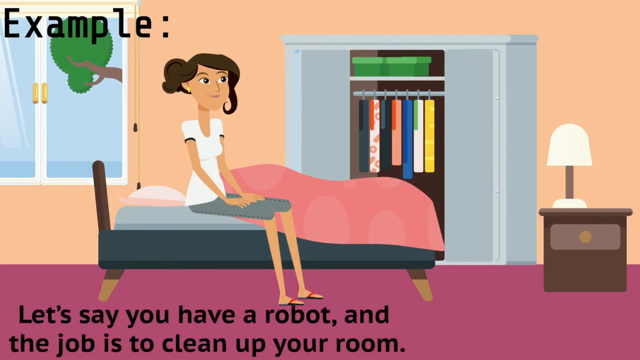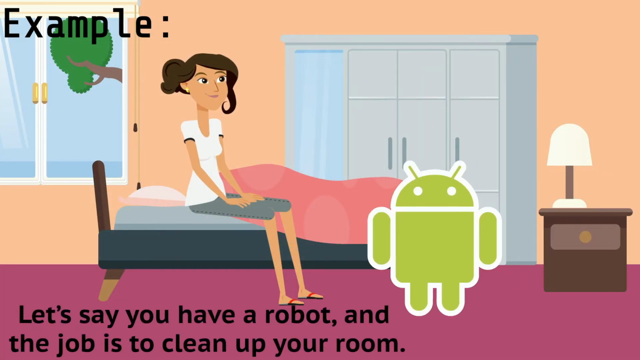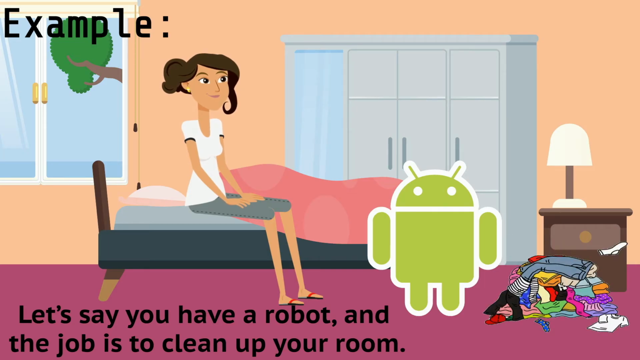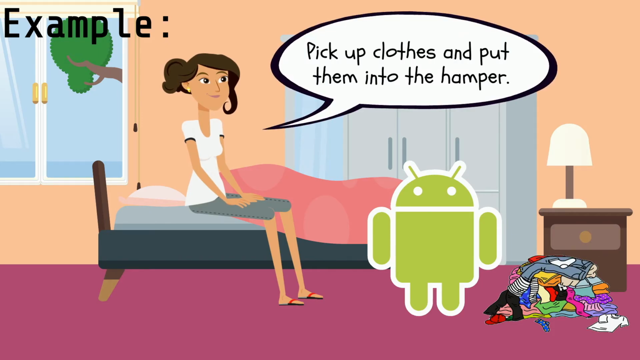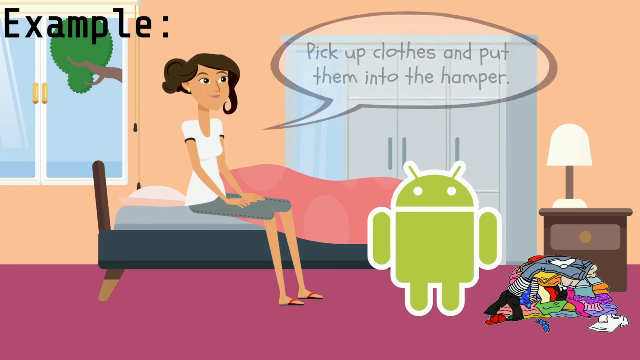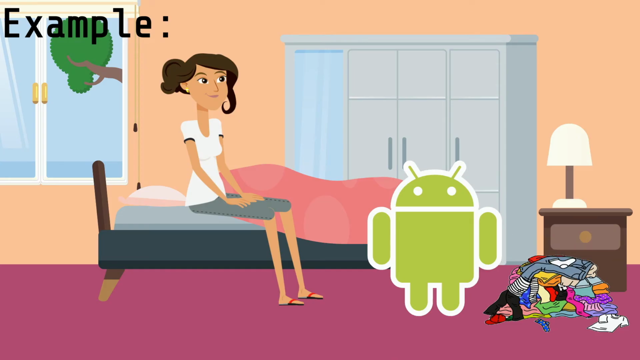For example, let's say you have a robot. Its job is to clean up your room. You give the robot instructions. Pick up clothes and put them into the hamper. Since this task is not broken down, the robot does not follow the instructions the way you want it to.